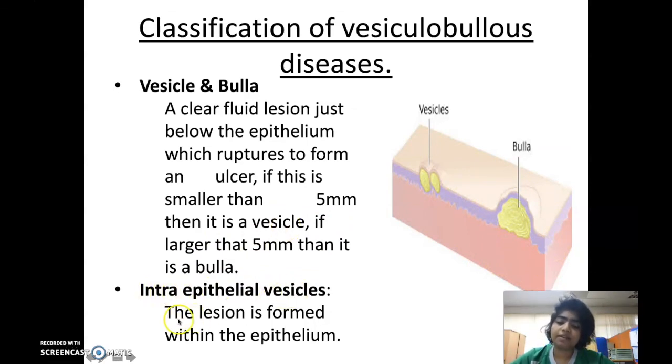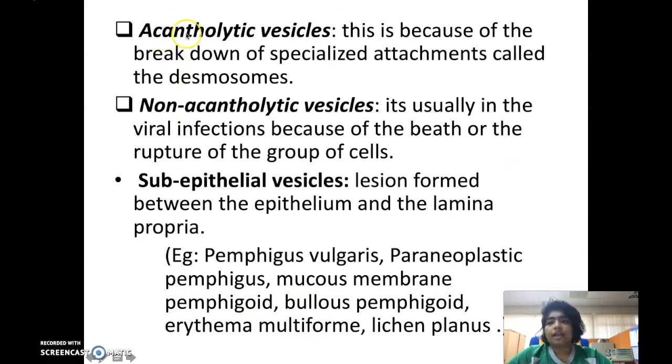Intraepithelial vesicle means the lesion is formed within the epithelium. Acantholytic vesicle is because of the breakdown of the specialized attachment called the desmosome. Non-acantholytic vesicles are usually seen in viral infections, because of the breakdown or rupture of a group of cells. What is a subepithelial vesicle? It's a lesion formed between the epithelium and the lamina propria, and these are the examples for vesiculobullous lesions.